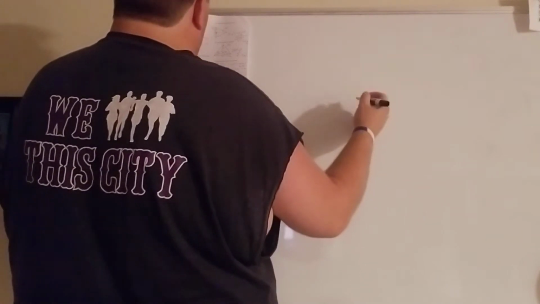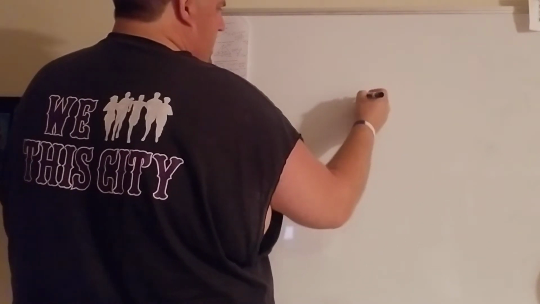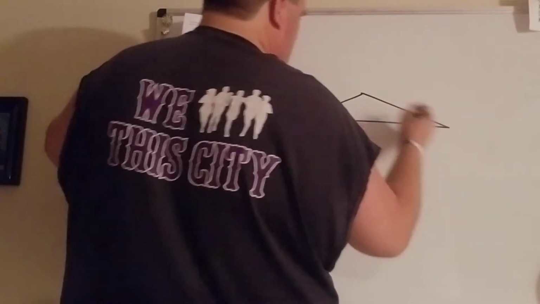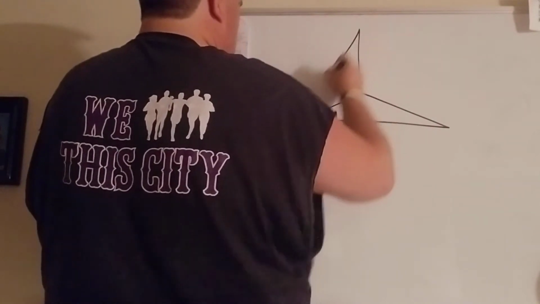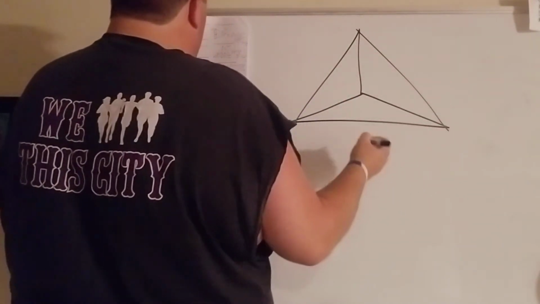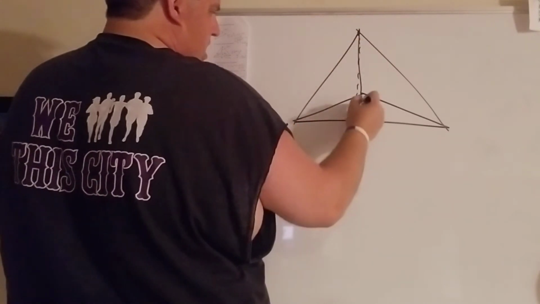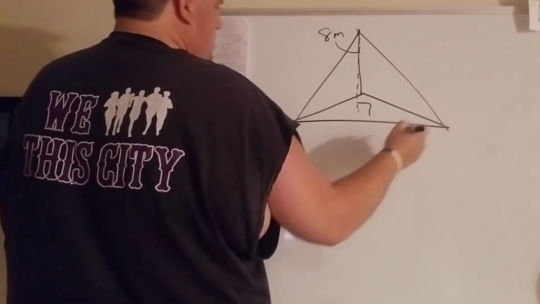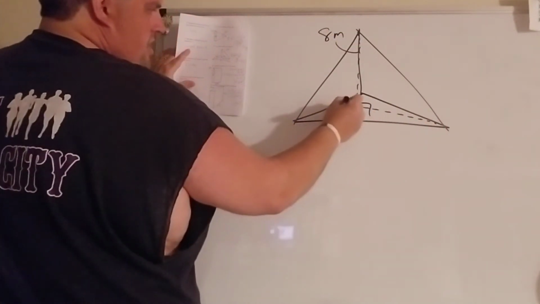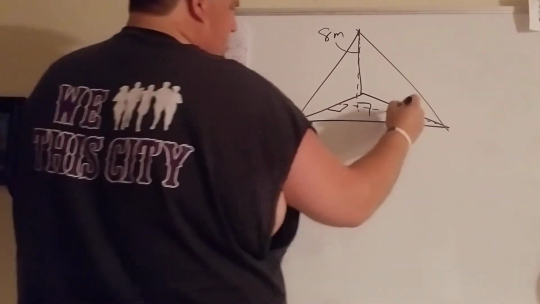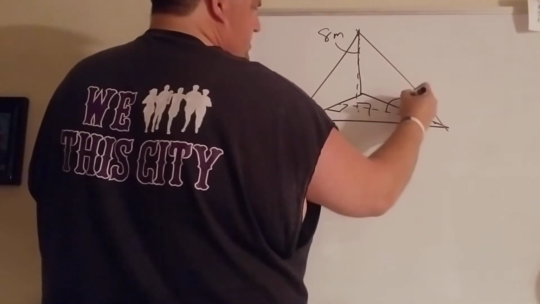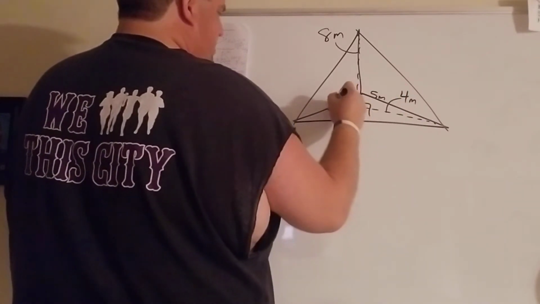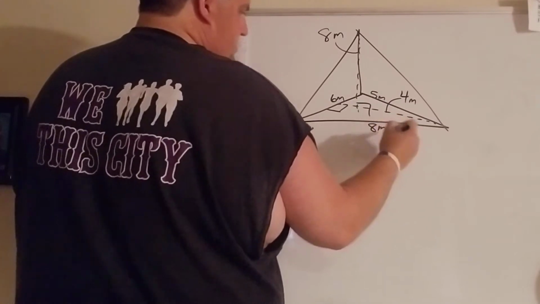19 has got a lot going on, right? So let's see what we got here. We got a height that goes this way, which is 8 meters. We got a height that goes this way, which is, I don't even know, 4 meters. And this side over here is 5 meters, this one's 6 meters, this one's 8 meters.